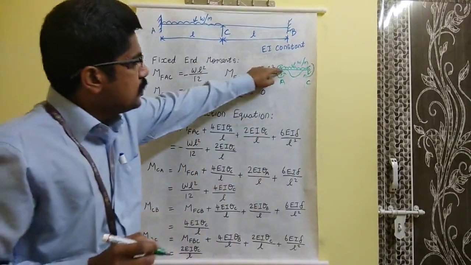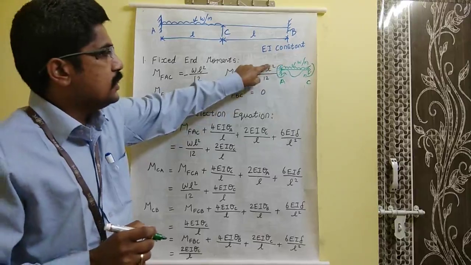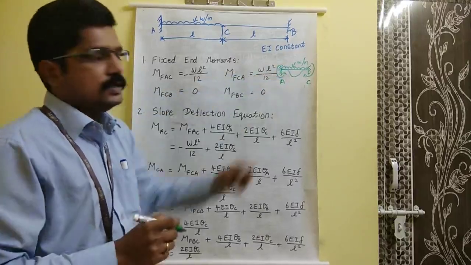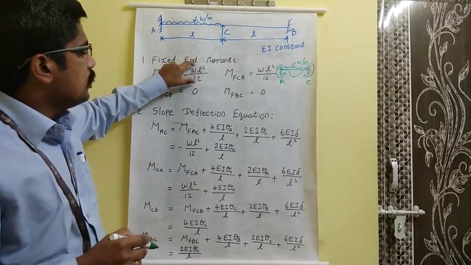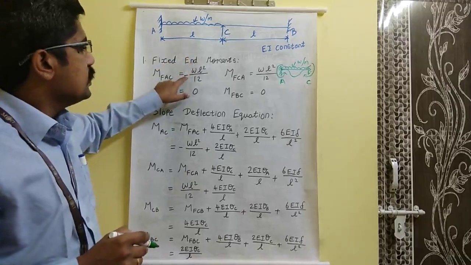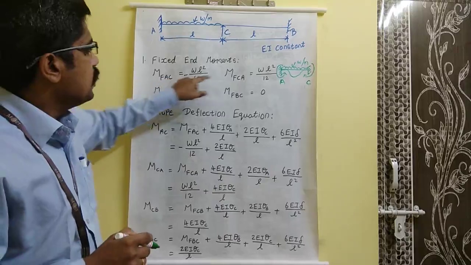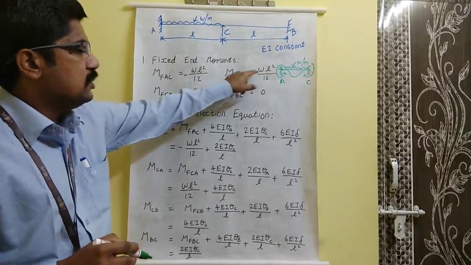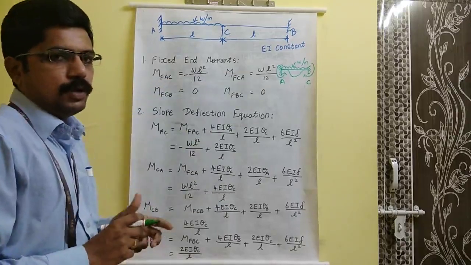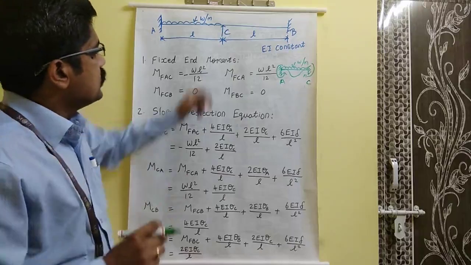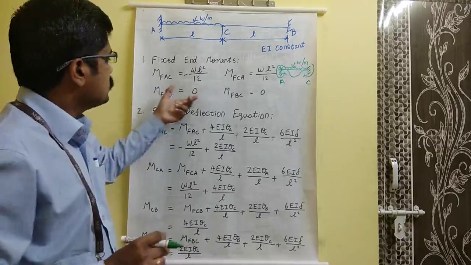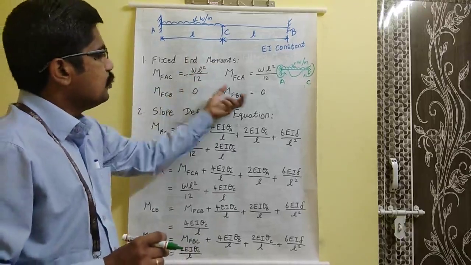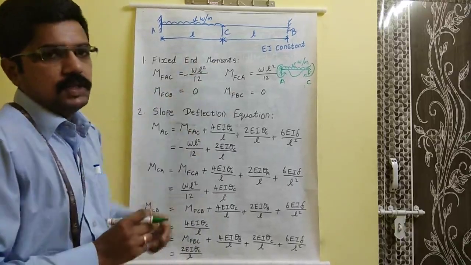So in order to bring it to 0, the rotation has to be in anti-clockwise direction at A and it should be in clockwise direction at C. So the formula is, we know, WL square by 12. Since it is in anti-clockwise direction, we are giving minus, and since it is in clockwise direction, we are giving plus WL square by 12. If you take the member CB, there is no load acting on it, so there will be no fixed end moment. So the value will be 0.